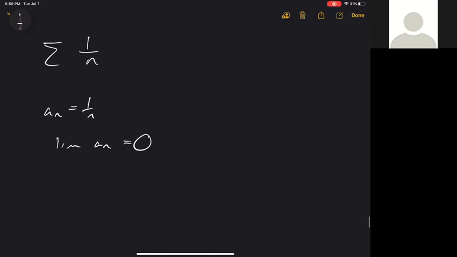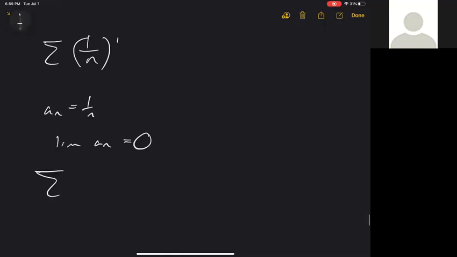And I could, moving on to my next step, this is technically a p-series, right? With p equals 1. So I could say, okay, 1 over n diverges by p-test because p equals 1. Okay.